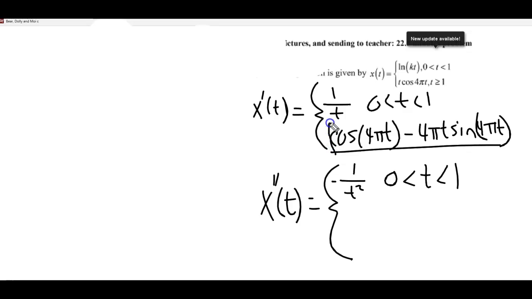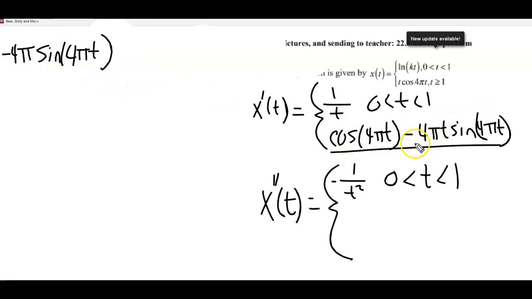First of all, to find the derivative of the bottom piece here, we have to start by finding the derivative of cosine 4 pi t. So let's do that first. The derivative of cosine, once again, is negative sine. And we're also going to be multiplying by the derivative of the inside, 4 pi t, which is just going to be 4 pi. So that's that one.